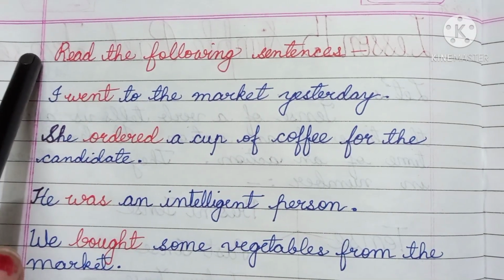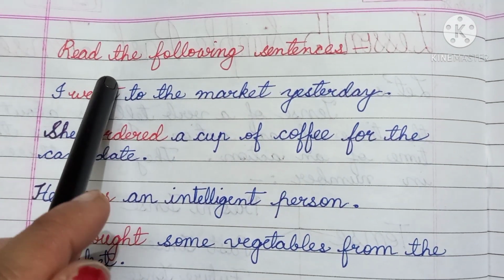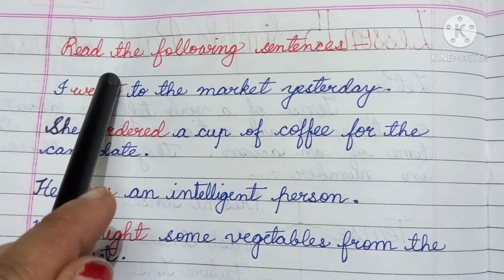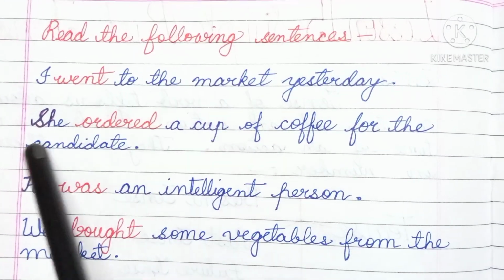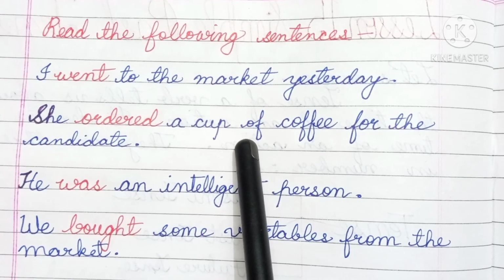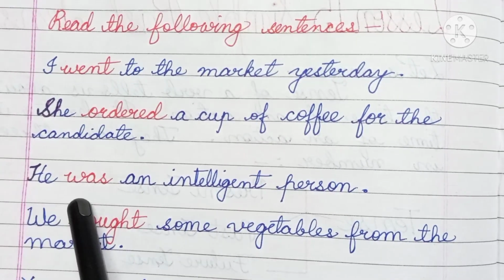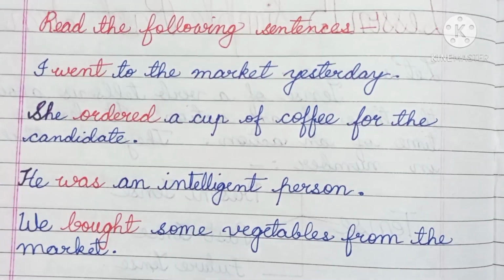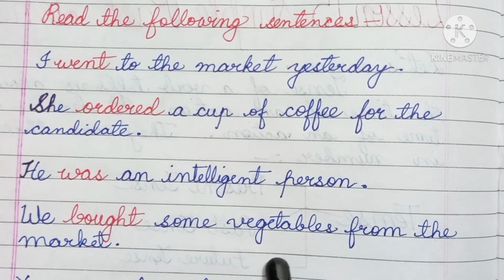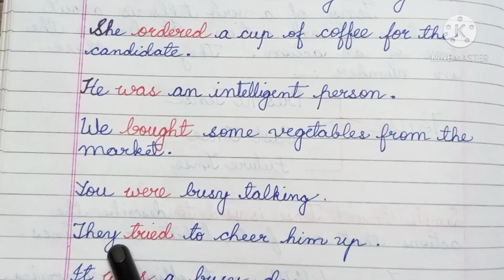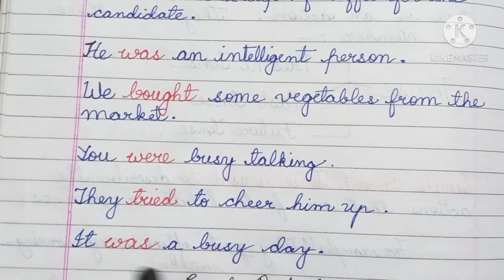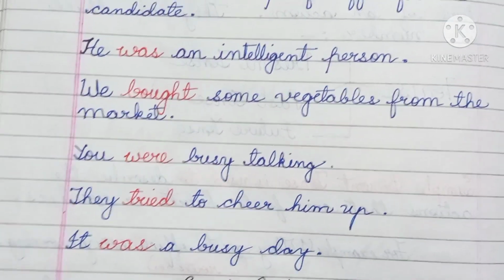Let's understand the simple past tense form with a few examples. I went to the market yesterday. She ordered a cup of coffee for the candidate. He was an intelligent person. We bought some vegetables from the market. You were busy talking. They tried to cheer him up, and it was a busy day.